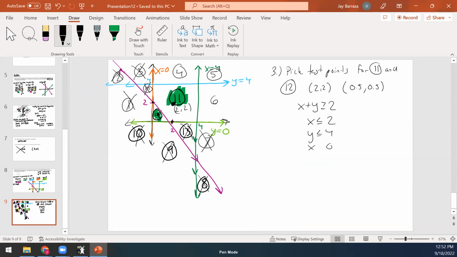Sorry, wrong way. It's the other way. Notice that this equation right here says that you're above the line. So really it's going to be 11. That's actually going to be the answer, but let's just say we didn't notice that. So I'm going to do 2, 2.